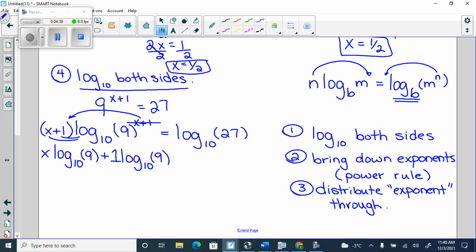Do you see what I did there? I just went x log base 10 of 9, 1 log base 10 of 9. I just distributed the exponent through. Does everyone see that? Everyone where I am? x log base 10 of 9, plus 1 log base 10 of 9. And then it equals log base 10 of 27.